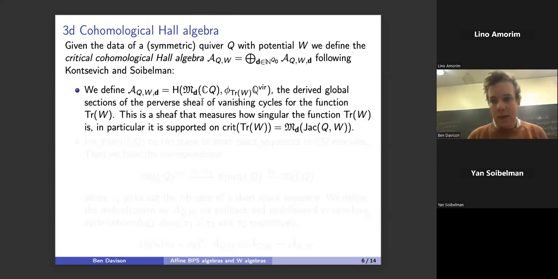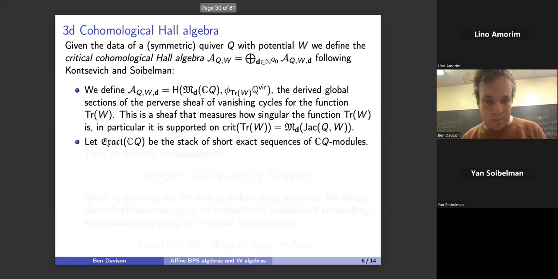Okay, so without defining the sheaf, let me just say that it measures how singular the function trace W is. So at a first level of approximation, it's only supported at the critical locus of this function, i.e. it is only supported on the stack of representations of the Jacobi algebra. So you can just think of it as a sheaf on the stack of representations of the Jacobi algebra, and you get the same thing if you then take its derived global sections, as I've done here.